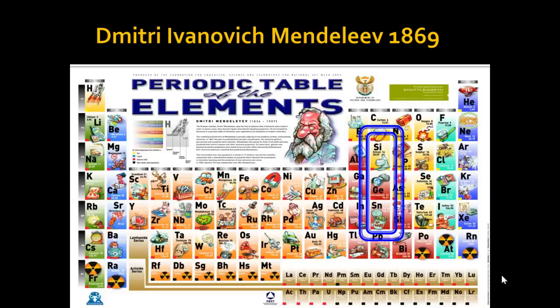Another vertical column here would be silicon, germanium, and selenium. These are 3 elements used to make semiconductors, and of course silicon now is the most dominant of those. So the periodic table here is more than just a list of elements.